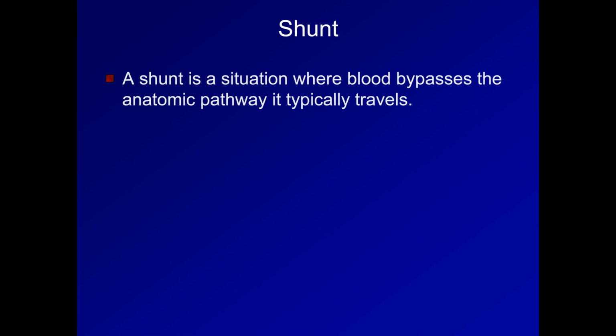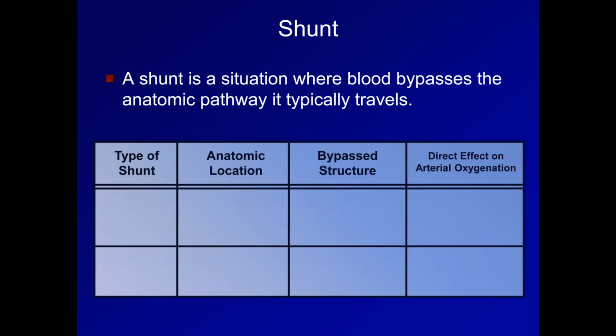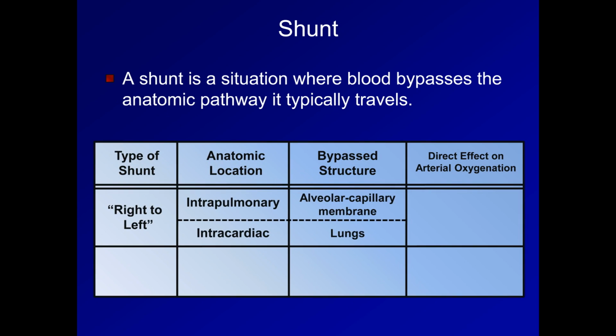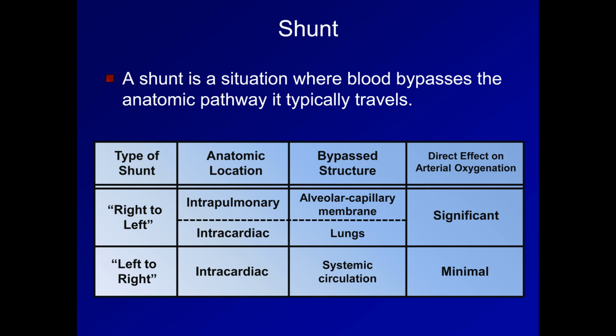The final and most straightforward mechanism of hypoxemia is shunt. I introduced the idea of shunts in lecture 17. To remind you, a shunt is a situation where blood bypasses the anatomic pathway it typically travels. Shunts are categorized as either right to left shunts, in which either the alveolar capillary membrane or the entire lungs are bypassed, or left to right shunts, in which the systemic circulation is bypassed. Right to left shunts have a significant direct effect on arterial oxygenation, while left to right shunts usually have minimal direct effect.